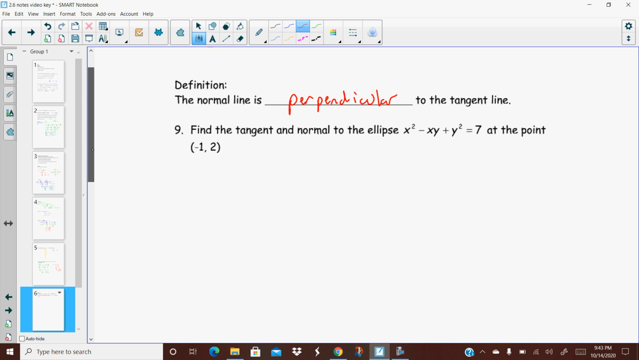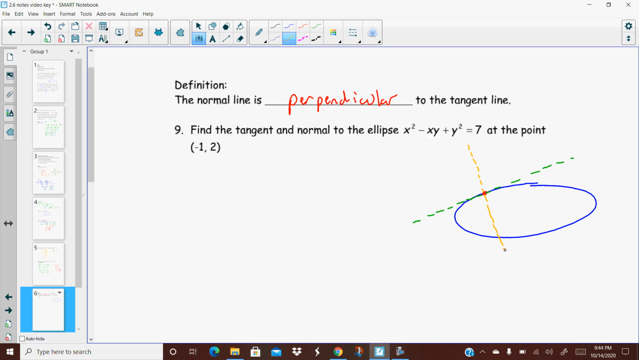Okay, so this is the general idea. We've got some kind of an ellipse, which is basically a stretched out circle. And we want to find the equation of the tangent line and the normal line at -1, 2. So I'm just going to assume that maybe that's right here, -1, 2. We want to find the equation of the tangent line, which is going to look something like this. And we want to find the equation of the normal line, which is perpendicular to that, which is going to look something like this. So the orange one is normal, the green one is tangent. In order to find either one, we need the slope.